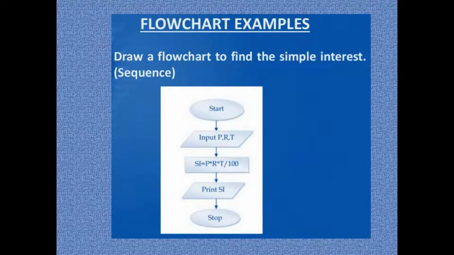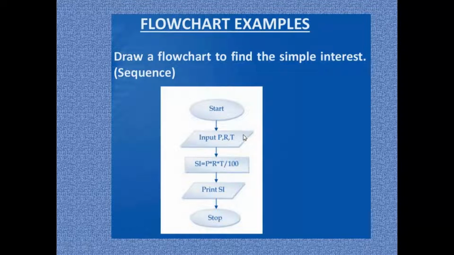Now this is a simple flowchart to calculate the simple interest. Now first is the start and last one is the stop. So for any flowchart we always write the start first, which is more of an oval shape, and even the stop, which is an oval shape.